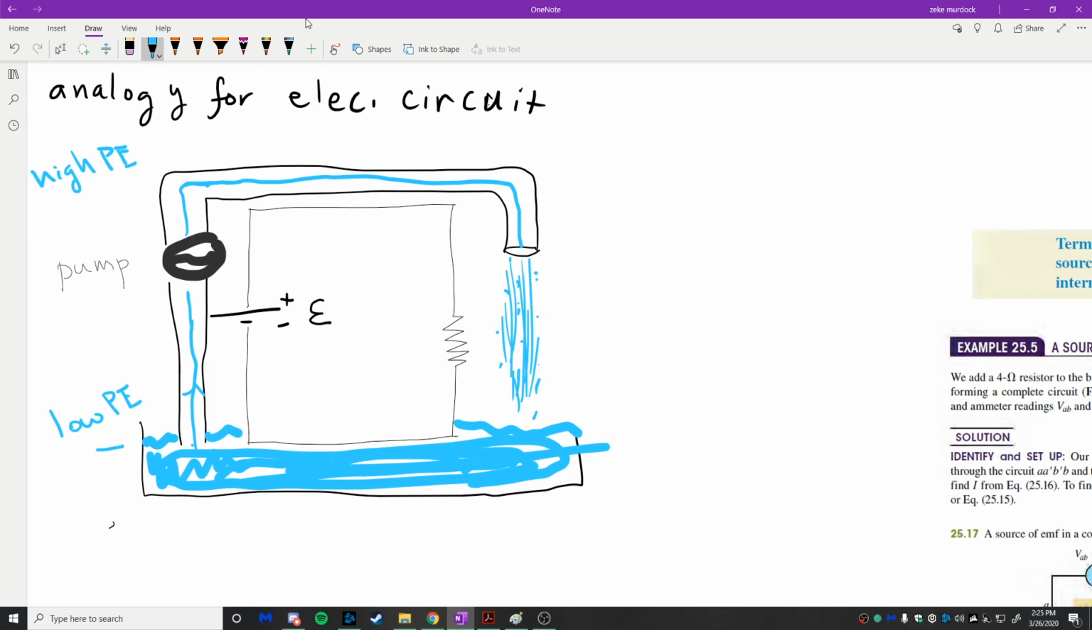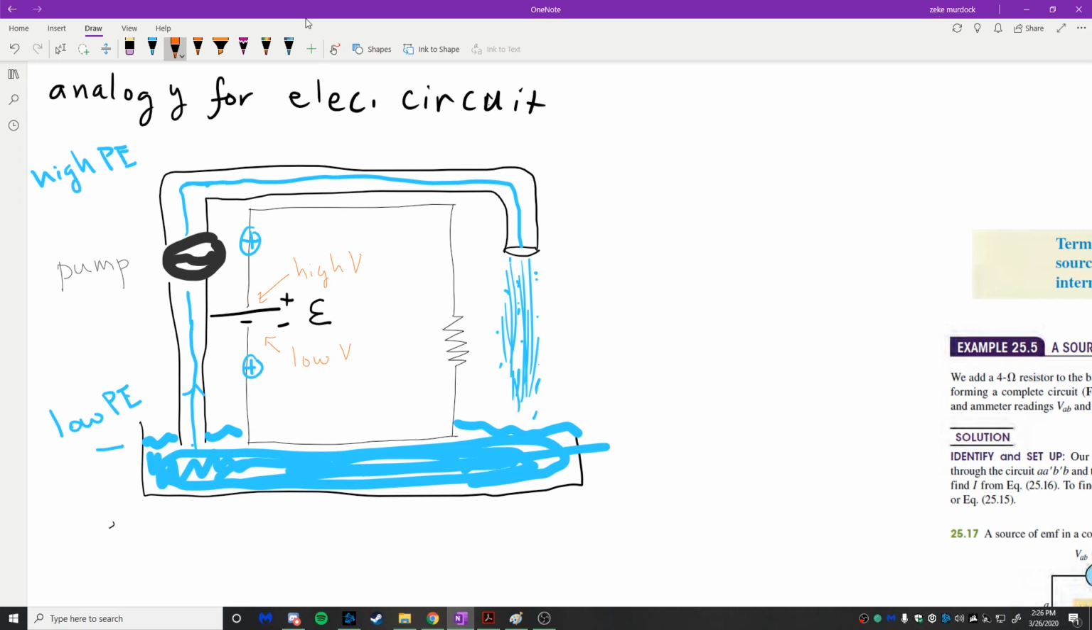What the EMF source does is exactly the same thing, except that instead of water, what you have are charges. It takes charges from the low potential side of the battery, so this side right here, right? That's the low potential, the low V, and this is the high V.